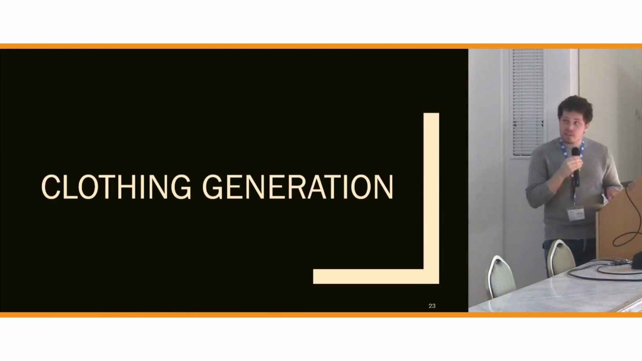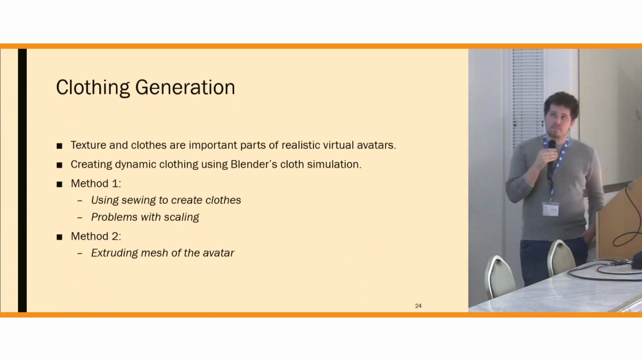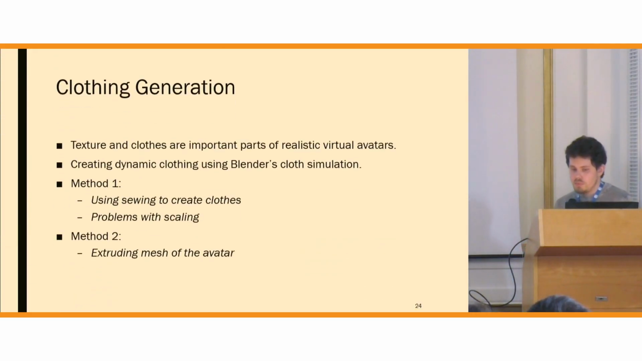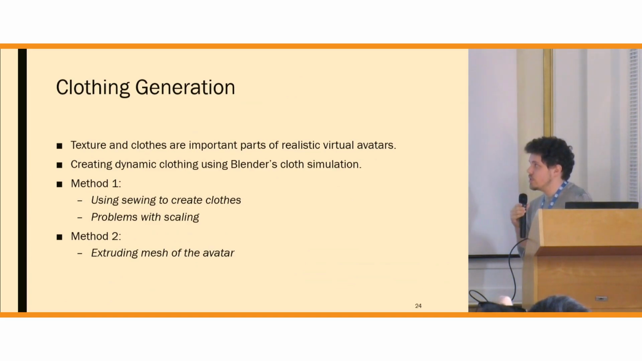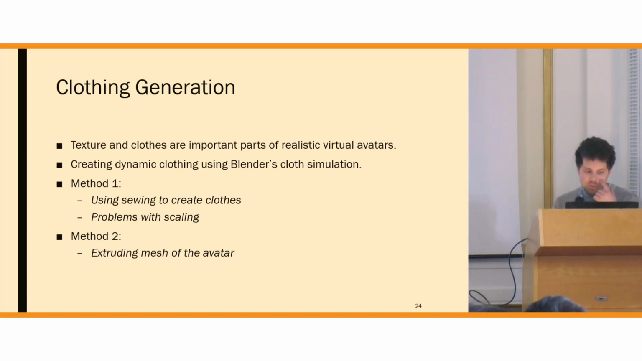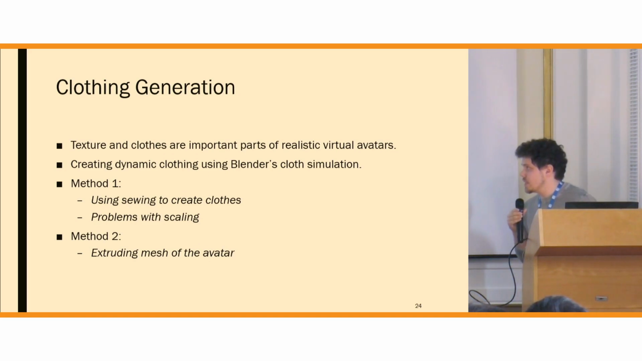So the last step is to give it some colors and clothes. We tried 2 different approaches to creating the clothes. The first method was to use sewing to create clothes. So we sewed 2 planes to create, for example, the shirt. However, with this method, we have problems with scaling the clothes. And the second method we used was extruding the mesh of the avatars.